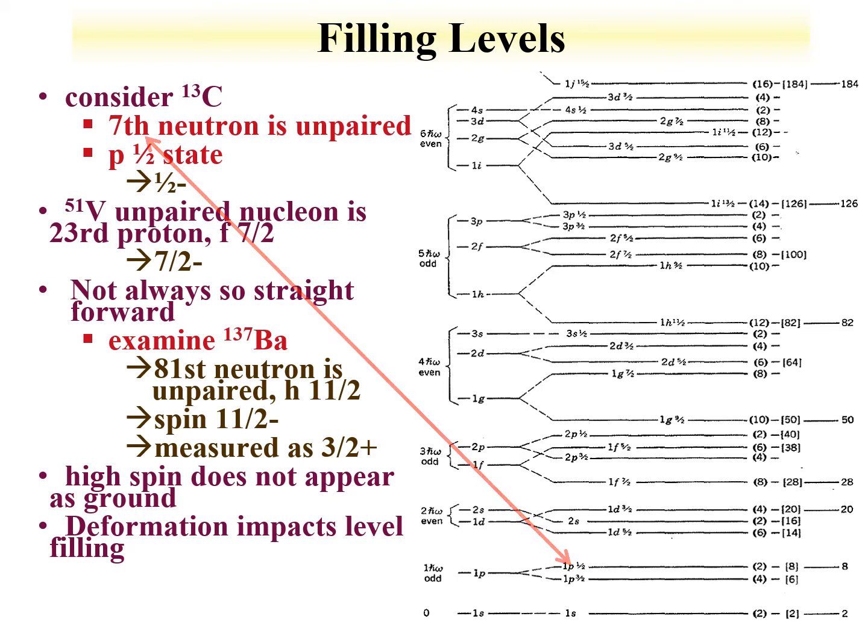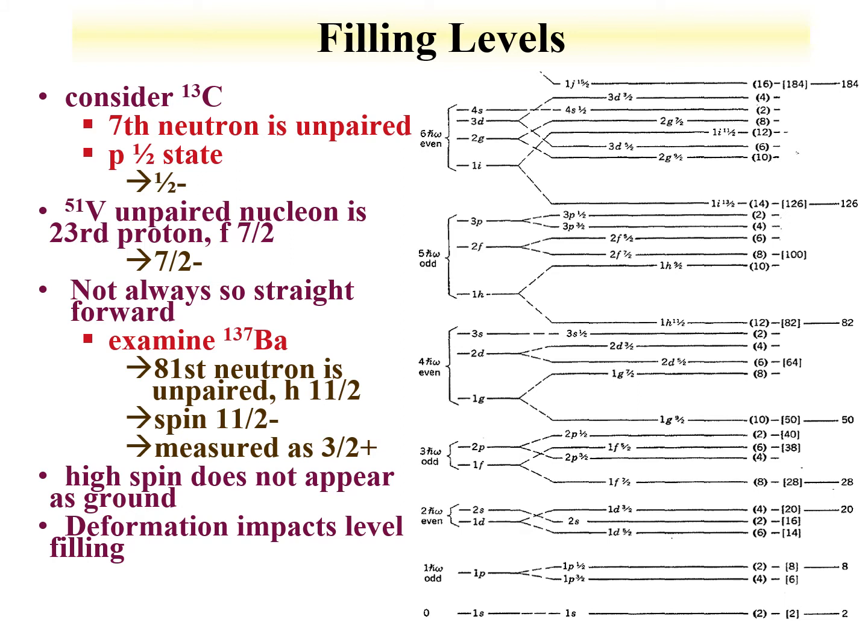Another example is with vanadium-51. The odd nucleon is the 23rd proton. 20 protons fit into this 1d 3/2, so I can put 3 into the 1f 7/2. 1 is unpaired. So f is also negative, so we would expect vanadium-51 to have a spin and parity of 7/2 minus. Now, the shell model isn't always correct, and as an example, let's consider barium-137.